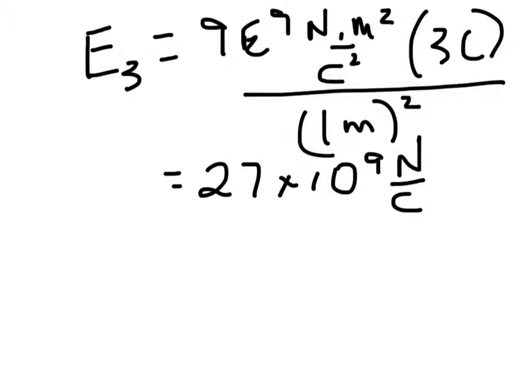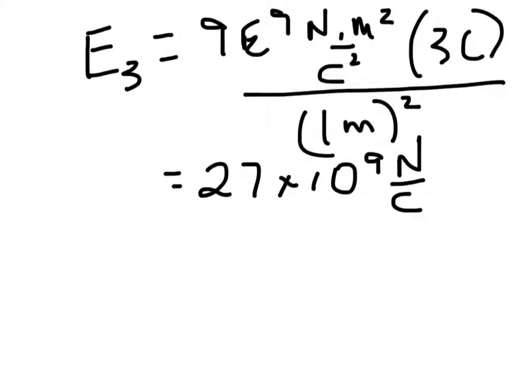Okay, similarly, we're going to solve for the electric field strength for vector 3. It's 9 times 10 to the 9th newton meters squared divided by coulomb squared, times 3 coulombs divided by 1 meter squared. So the answer is 27 times 10 to the 9th newtons per coulomb. We don't have to worry about the positive and the negative since we've already taken care of that in our thought process for the thinking of how the vectors are.